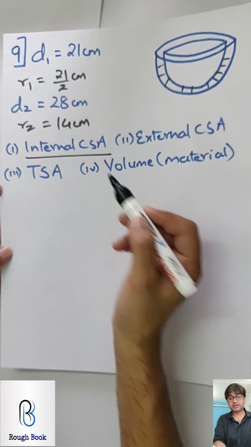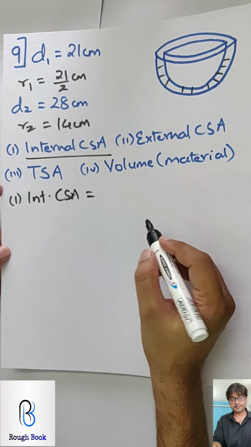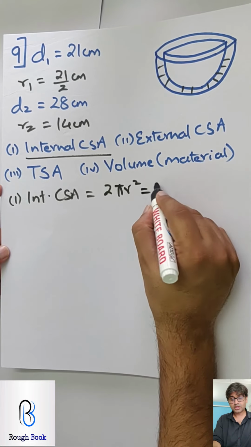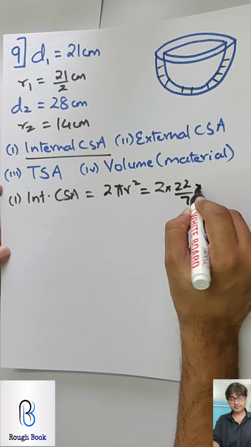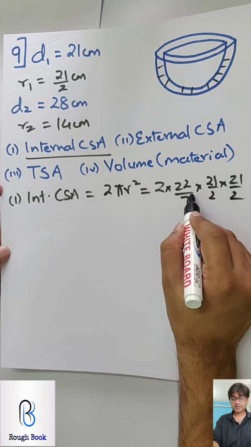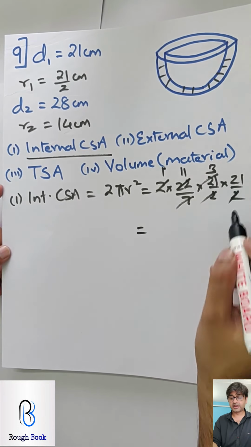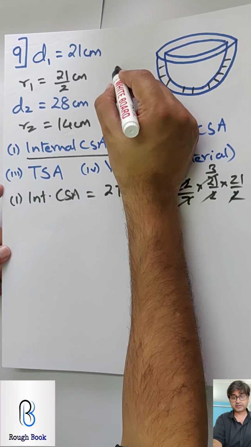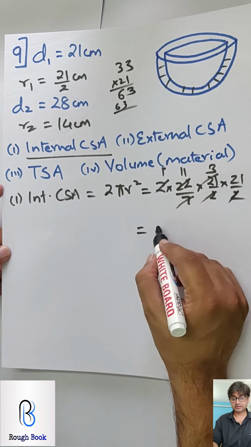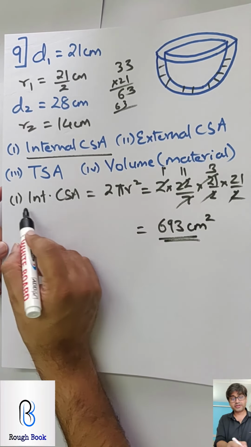Now they're first asking you inner curved surface area. Let's go part by part. So inner curved surface area, 2 pi r square. So 2 pi, nothing is given, and radius you take the inner one, that will be 21 by 2, 2 times. 7 ones are 7, 3s are 21, 2 ones are 2, 11s. So what we get is 33 into 21. So let's multiply it somewhere. 33 into 21. 3 ones are 3, 2s are 6, so 693. 693 centimeter square. So we got the inner.